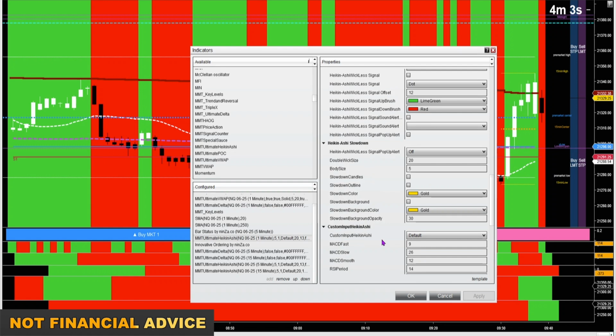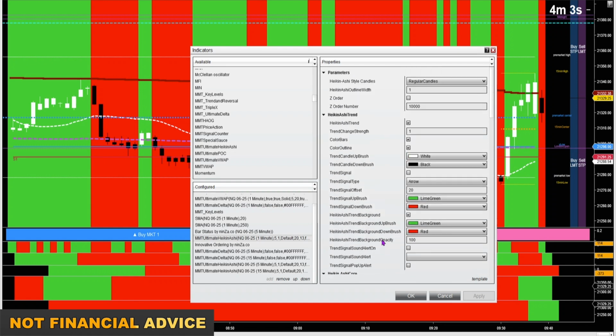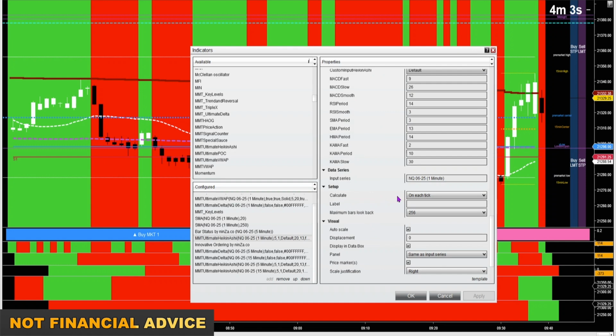The only feature on the Ultimate HEIKIN ASHI that I am using is the HEIKIN ASHI trend. Default settings, I've got the bars and the outline checked on with white for the up brush and black for the down brush. I've also got the trend background activated at 100% opacity, and this is set to calculate on each tick, same as the Ultimate Delta. That way it's coming through live in real time on each tick in between the candles.